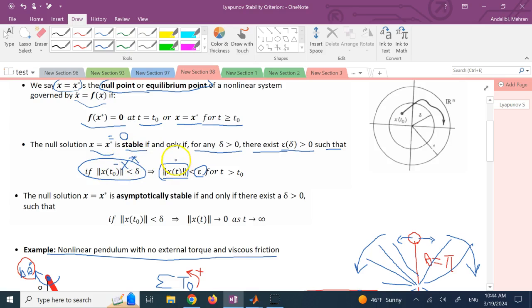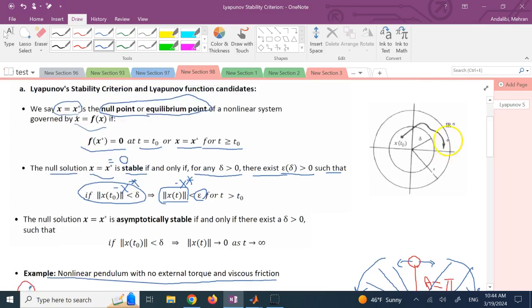Okay, and here also this x star has to go inside the norm. So when we say null solution, it means it's 0, but if the equilibrium point is not 0, then you have to bring it inside. So what does it mean physically?